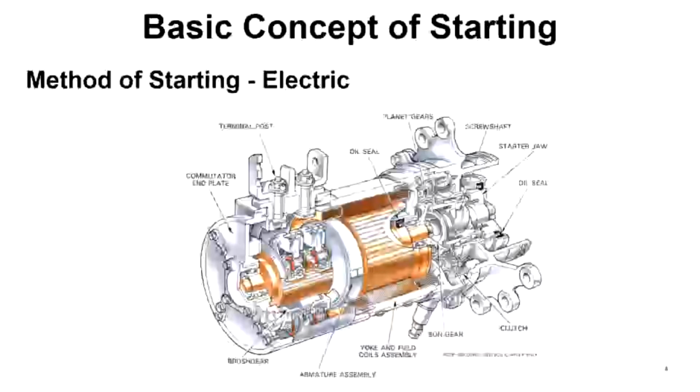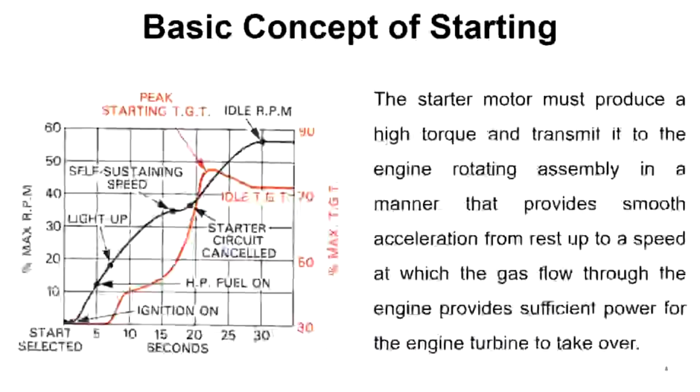You can look at the graph on the left. That is the graph that shows the value of RPM and TGT, or turbine gas temperature, with the timing.